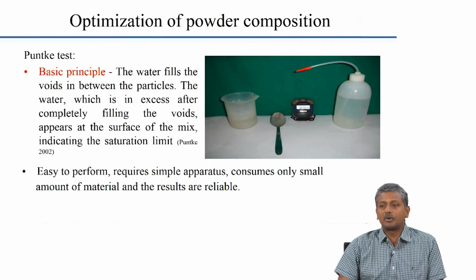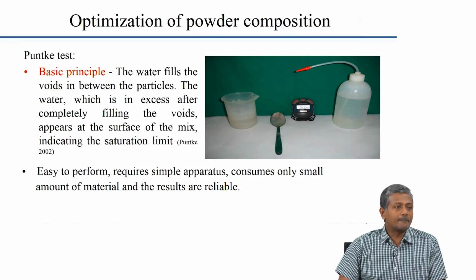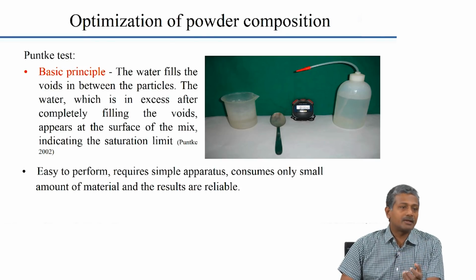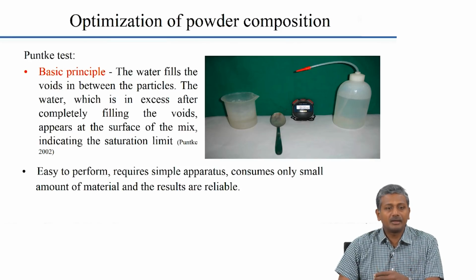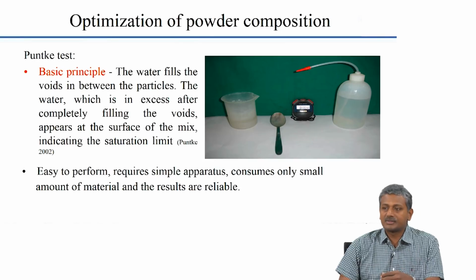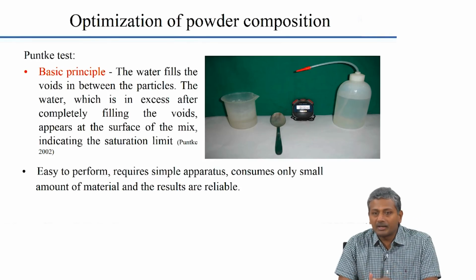First is optimization of the powder combination. Now, of course, we start off with a certain requirement for the SCC. How does SCC get specified? Any idea? How will you specify SCC on the site? It is not enough to just say I want self compactable concrete.